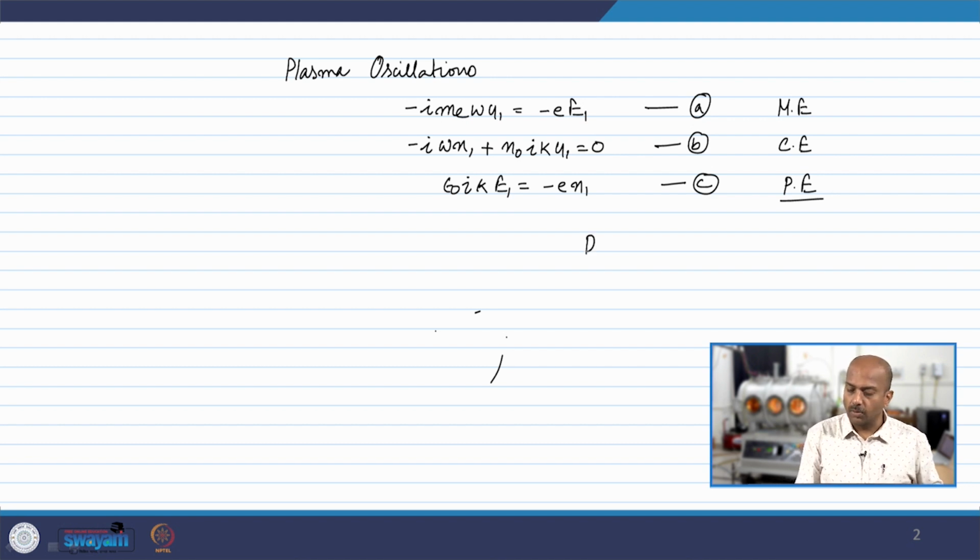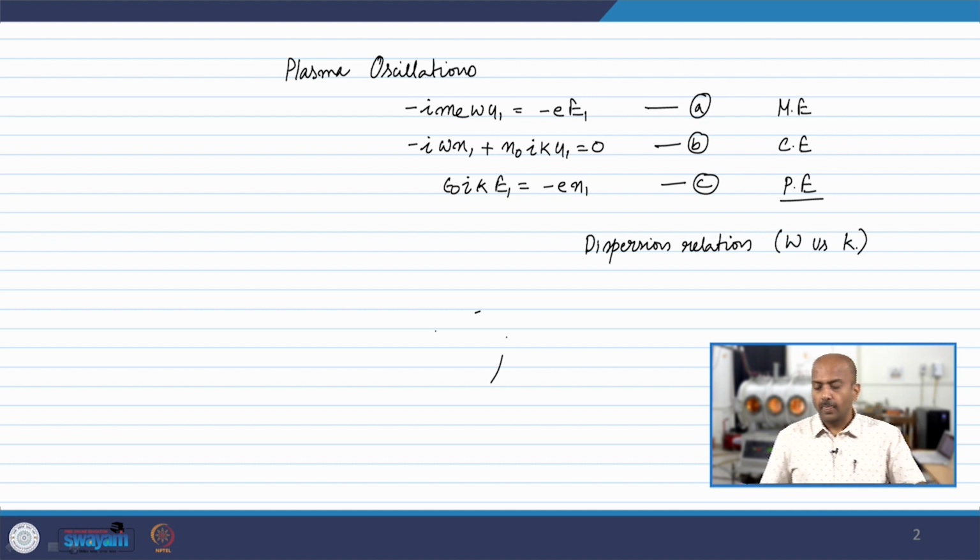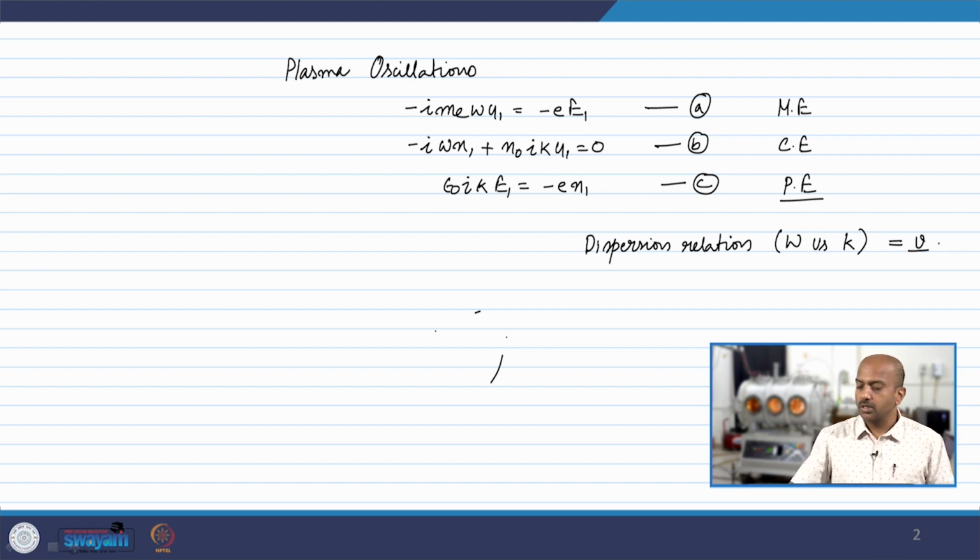So, the objective is to obtain the dispersion relation. What is the dispersion relation? It is an expression between omega and k, the angular frequency and the propagation vector. We can eliminate a few of the perturbation variables to obtain this expression. The dispersion relation will straight away give you the formula for the velocity of the wave propagating inside the plasma.